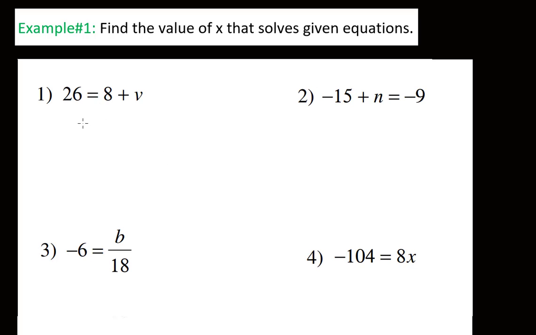Example number 1 is 26 equals 8 plus n. We can see that the 8 is a positive number, so we will use the inverse by subtracting 8 from left and right. So 8 minus 8 is 0, then we have 1n equals 26 minus 8, which is 18.